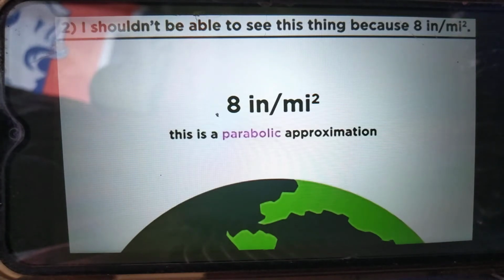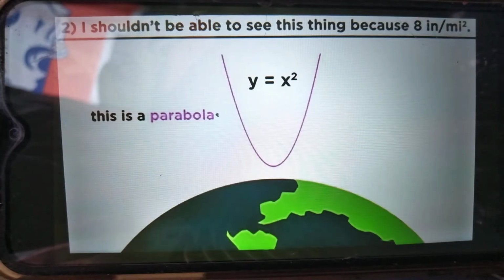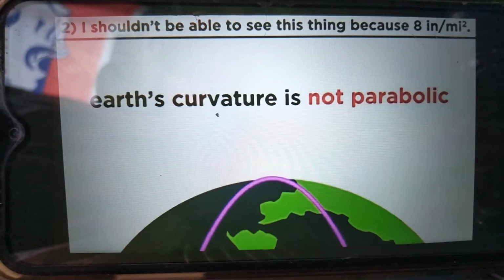That's because this is a parabolic approximation. This is for doing calculations with a parabola. It's possible that you remember this shape from middle school algebra, but I wouldn't be surprised if you don't. As you can see, the Earth is not shaped like this. So where does it come from, and why do people use it?